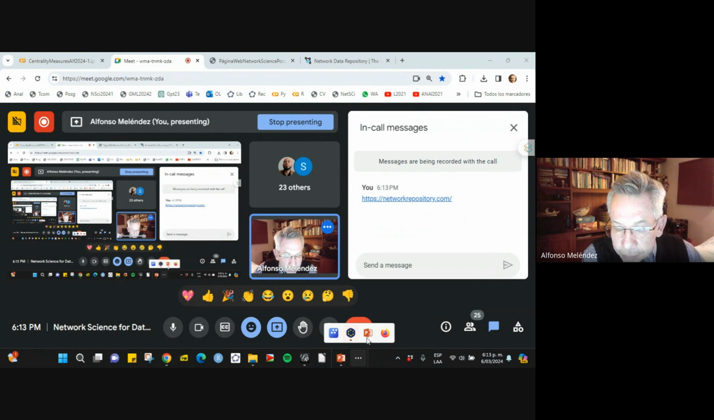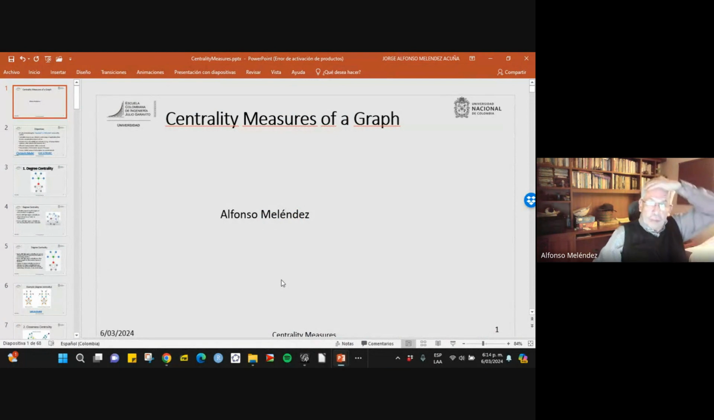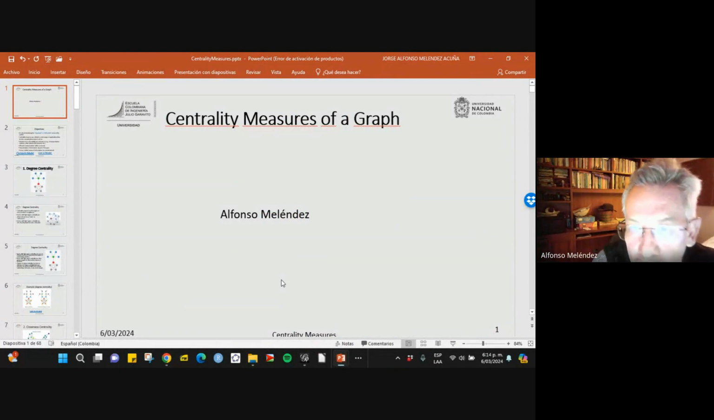Okay, I'm gonna begin with this big thing, centrality measures of a network or of a graph. This is a very big topic. There are a lot of measures, local measures of a graph. The principal measures are four. We are going to talk about these four centrality measures that are the most important, but there are a lot.